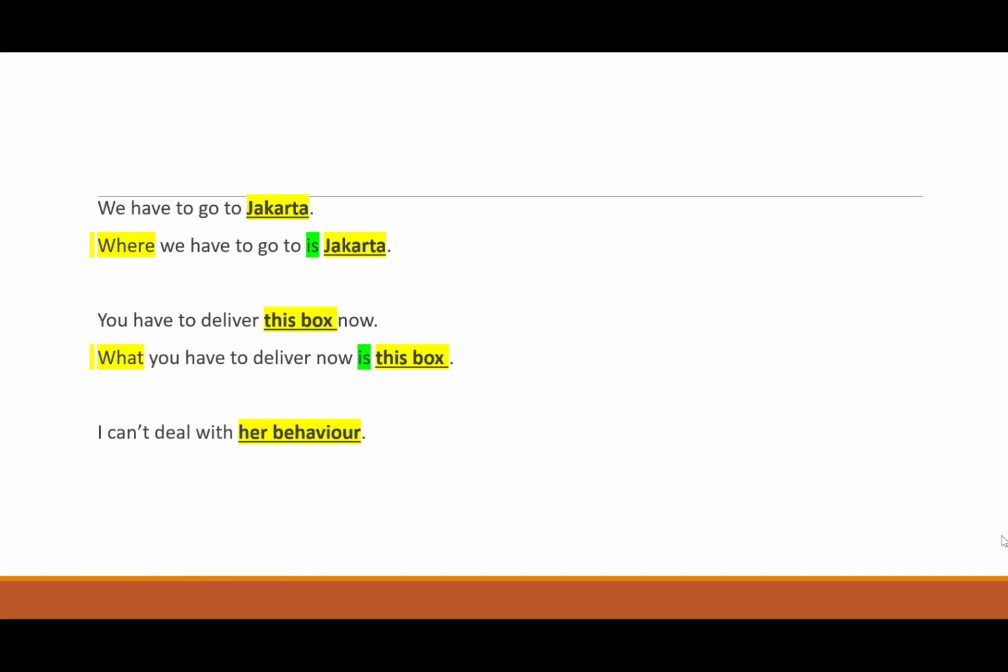Next example, I can't deal with her behavior. Look at what is after the verb, her behavior. Again, it's a thing, not a person. So we have to use what again. Copy the clause: what I can't deal with. Then you have to put be, is, then the phrase that we emphasize, her behavior. What I can't deal with is her behavior. That is the fifth pattern.